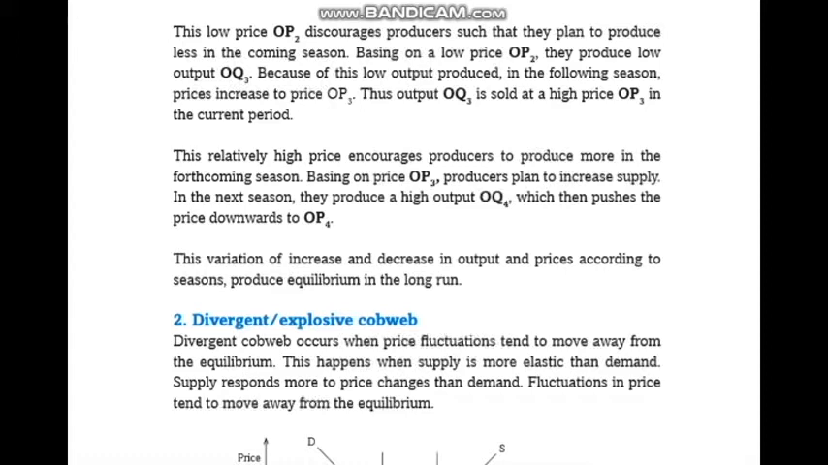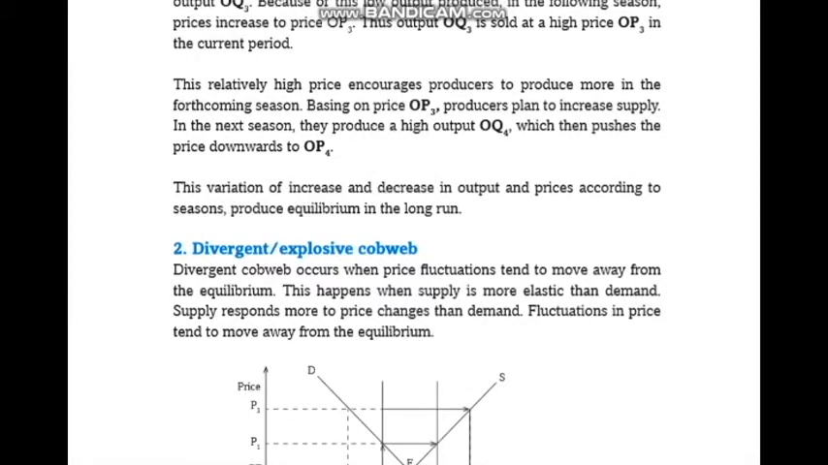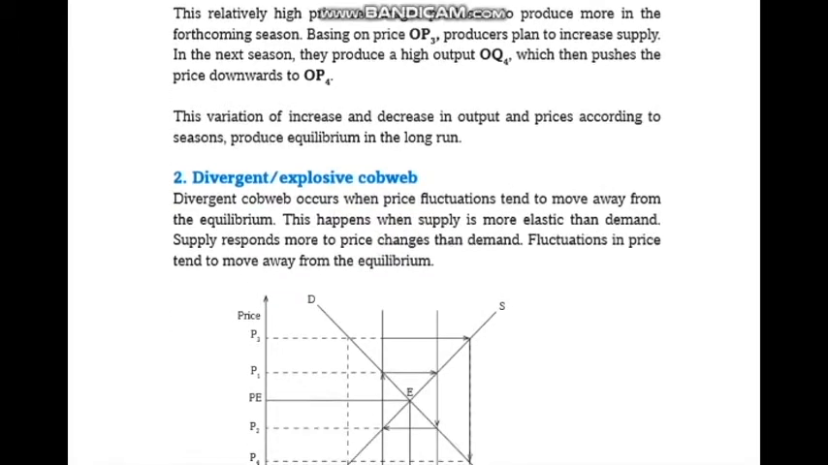Basing on the low price OP2, they produce a low output OQ3. Because of this low output produced in the following season, prices increase to OP3. Thus, output OQ3 is sold at a high price OP3 in the current period. This relatively high price encourages producers to produce more in the forthcoming season, basing on the price OP3.